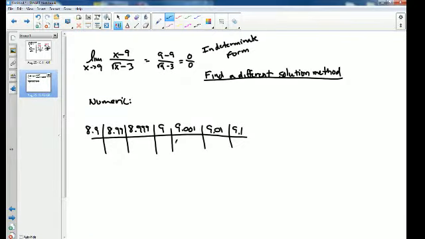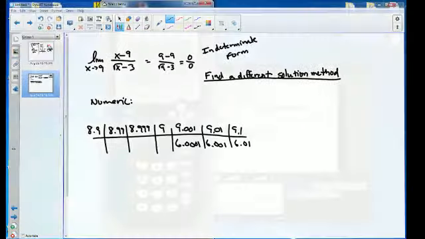So this one would be 6.01. So this side's approaching 6, right? We need to verify it with this side as well.